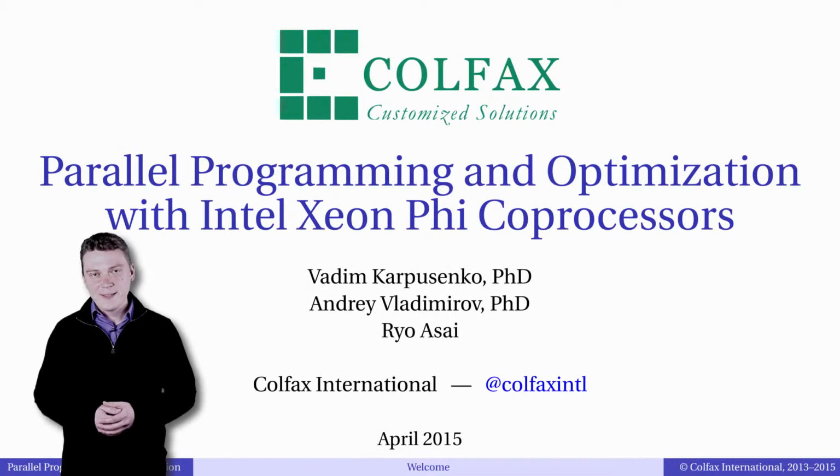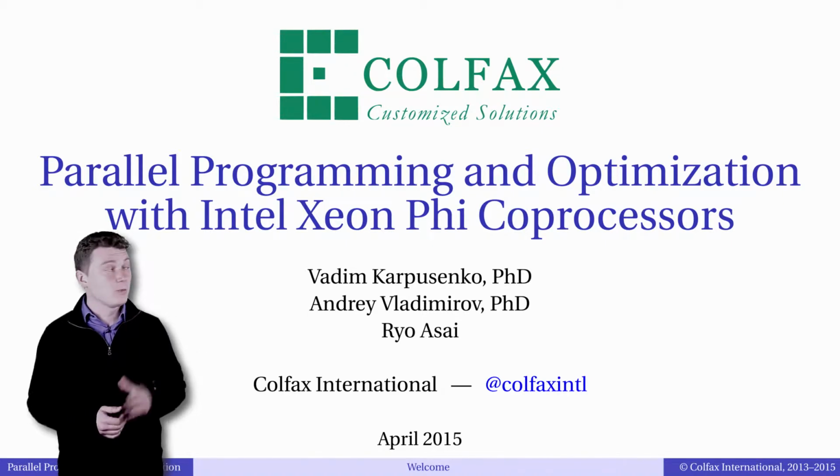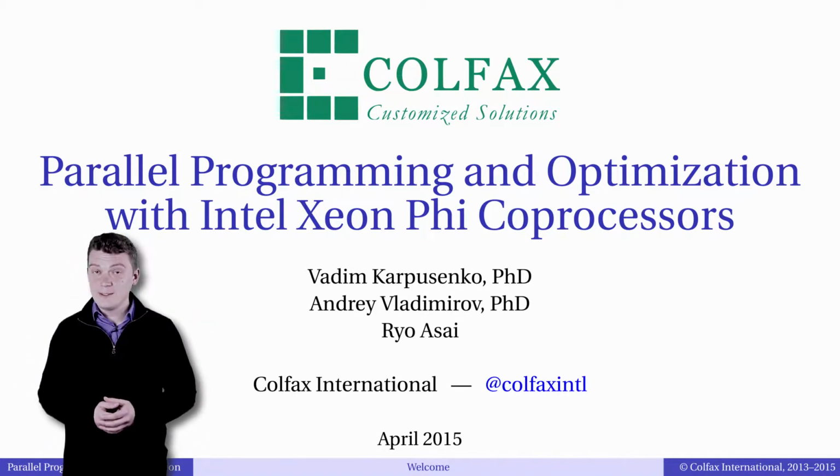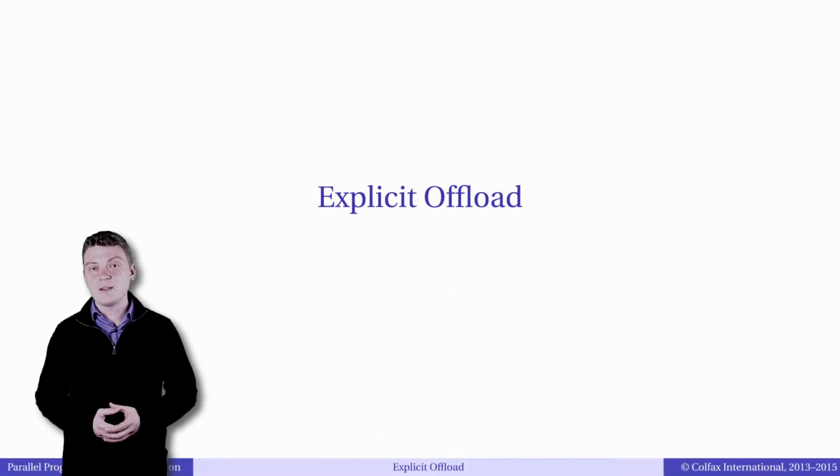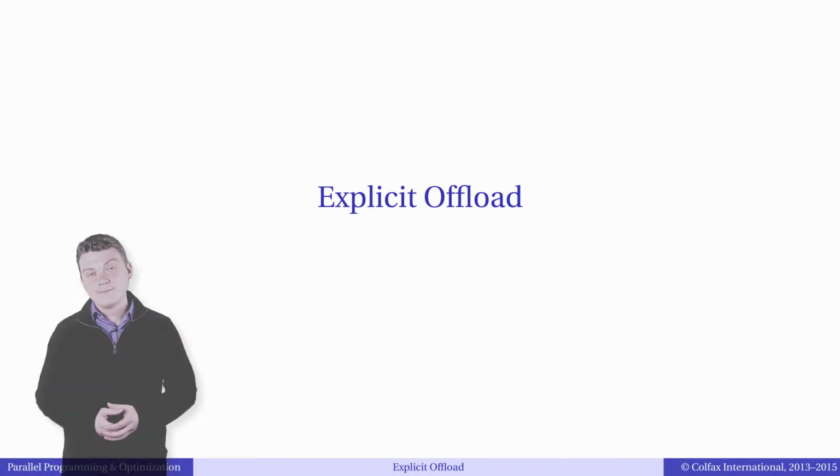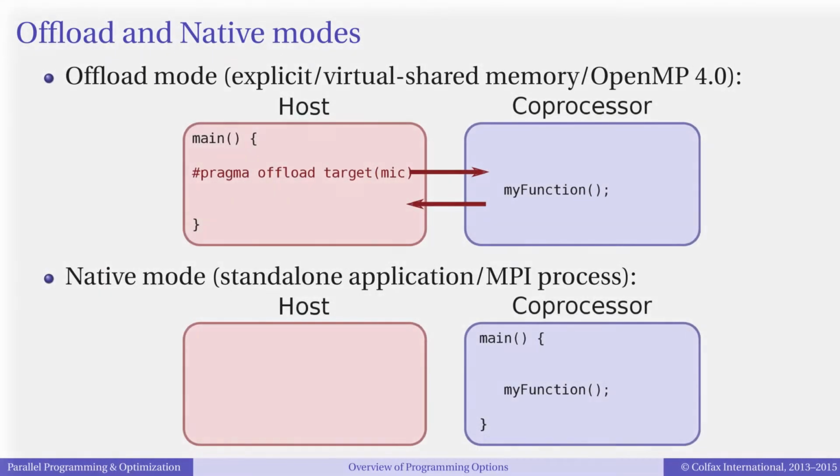Hello again! Thank you for tuning in to episode 3.4 of our video course Parallel Programming and Optimization with Intel Xeon Phi coprocessors. In this video, we will cover the fundamentals of the explicit offload programming model through several basic code examples. First, a quick review.